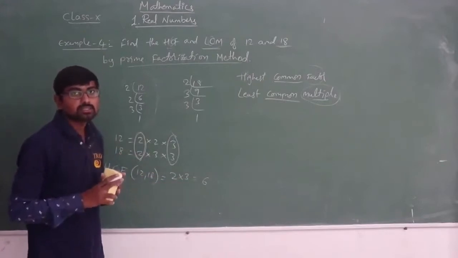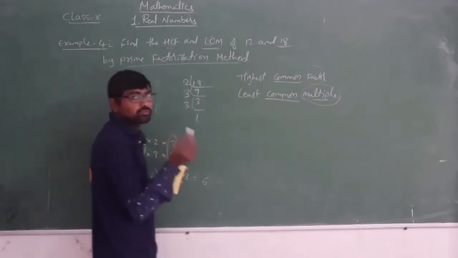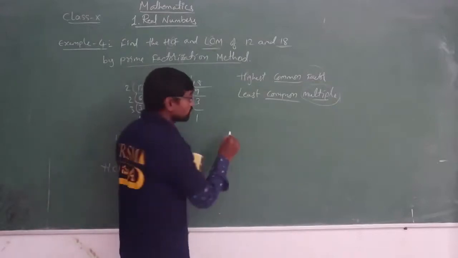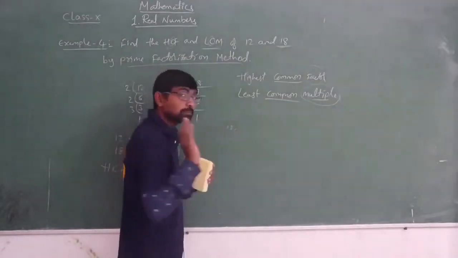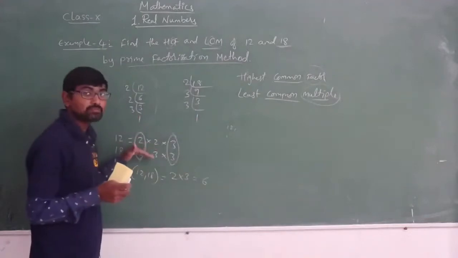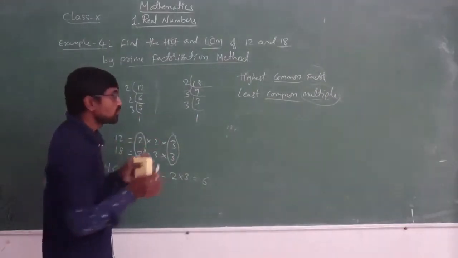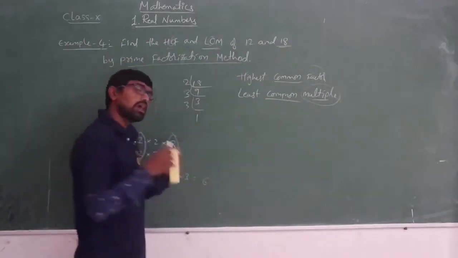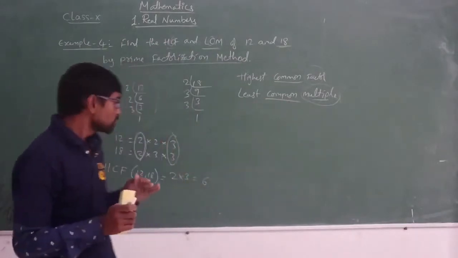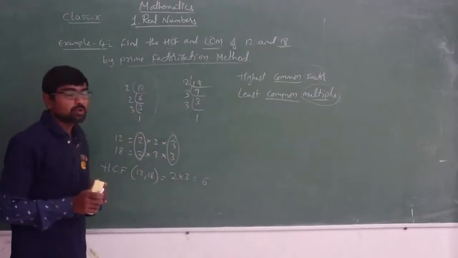Is it 6, isn't it? How, sir? Let me write the factors of 12. I am not telling prime factors; here we have written prime factors. From those prime factors we will be taking the common factors. I hope you all understood, isn't it? So this is how we will find the highest common factor.